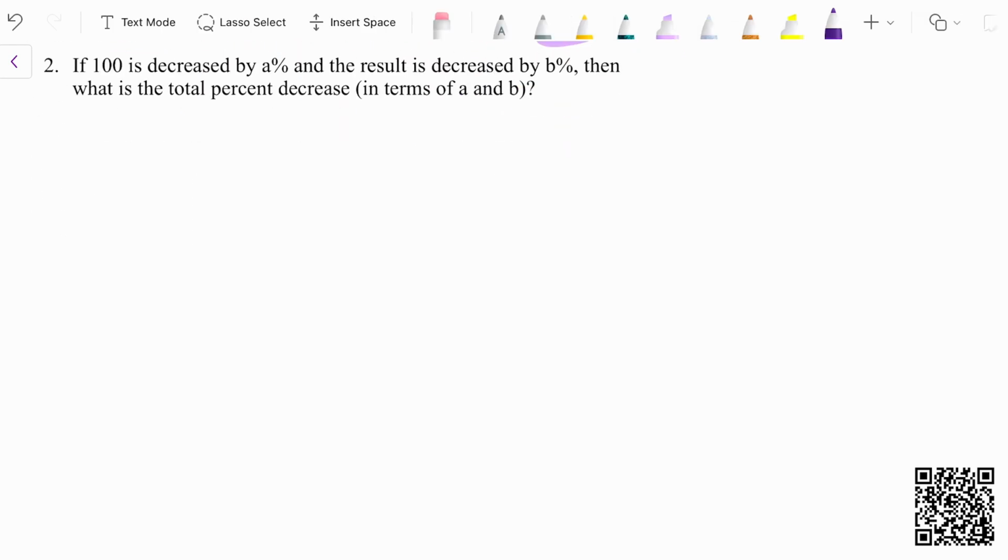Moving on to problem number 2. If 100 is decreased by A% and the result is decreased by B%, then what is the total percent decrease in terms of A and B? So this is the same as the problem above.